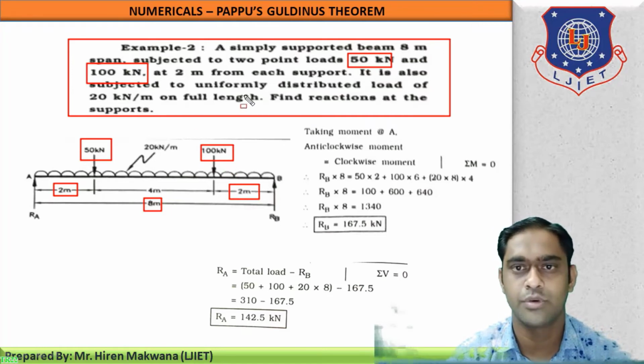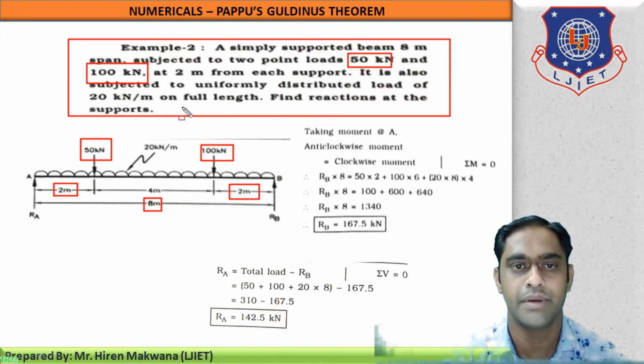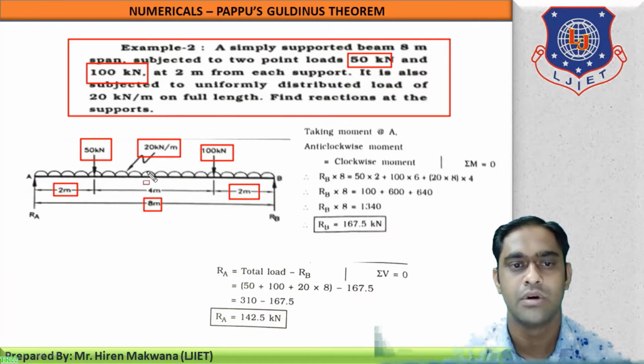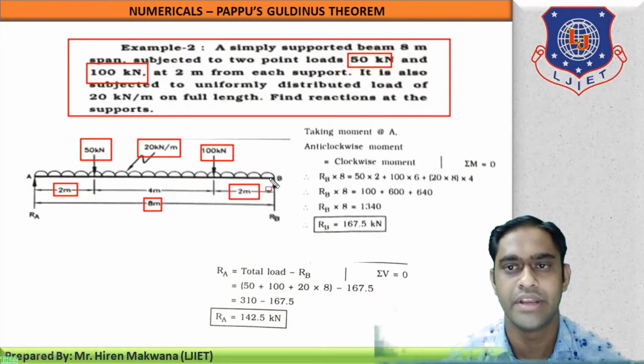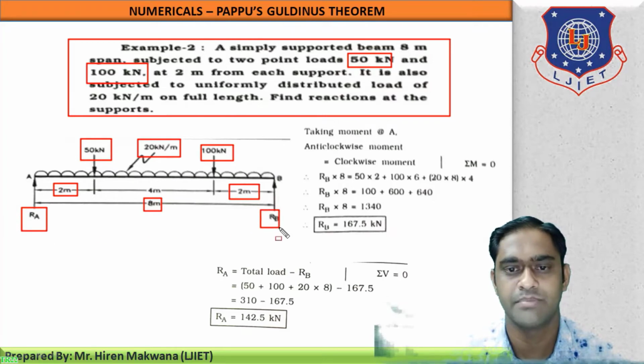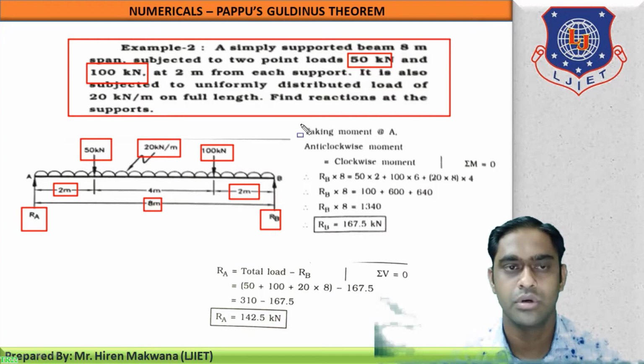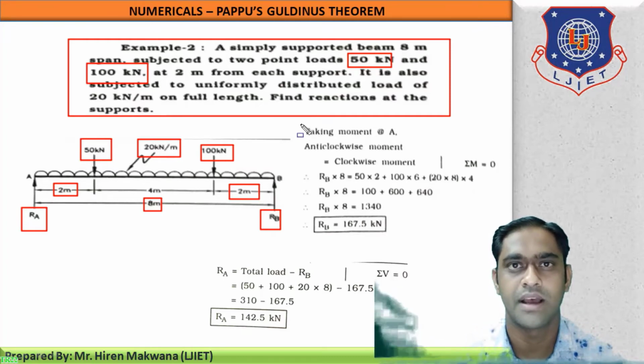It is also subjected to uniformly distributed load, means UDL of 20 kN per meter on full length. So it is the UDL 20 kN per meter acting on the entire span. This is the symbol of UDL, like a roof type. Okay, so this is the symbol of UDL. Find reactions at the supports. So you can see at support A the reaction is RA and at support B the reaction is RB. We have to find these reactions. So let us start the example now.